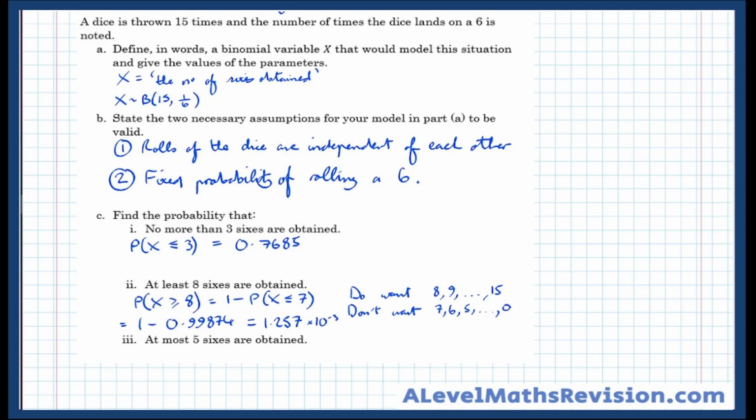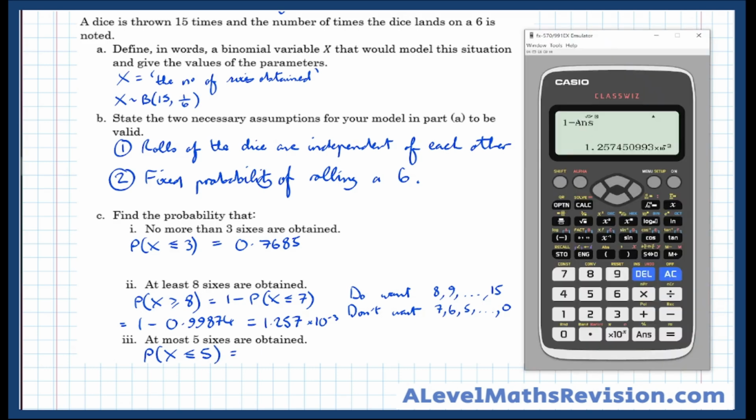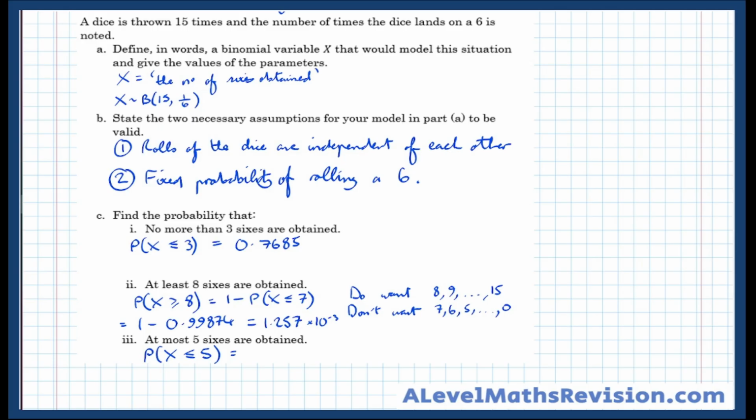Is the answer. And finally, at most 5 sixes are obtained. If 5 is the most sixes that can be obtained, most means less than or equal to, so we want the probability X is less than or equal to 5, which the calculator will give us directly. So back into distribution mode, binomial CD, and X is less than or equal to 5. 15 goes, and 1/6 is the probability of success. So 0.9726 is the answer.